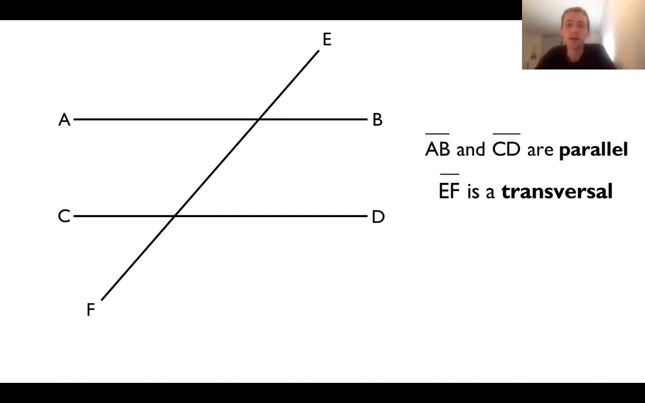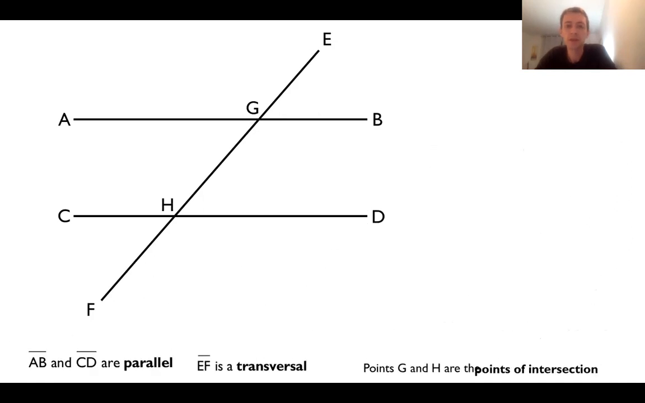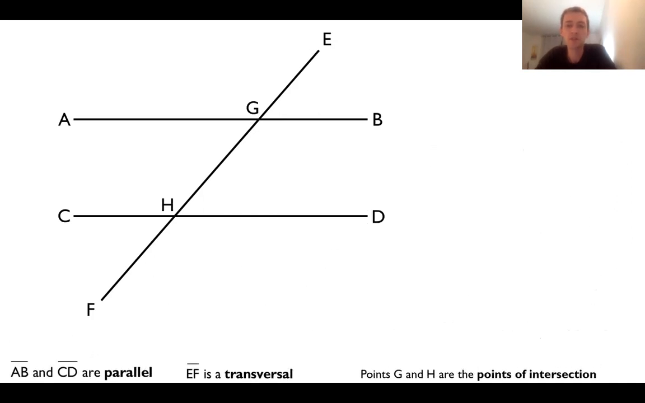Okay? And I've made a couple points of intersection, G and H. All right? So let's get that out of the way. And here's something interesting. If you look, we've got 8 different angles here. I'm only going to give you one of them. I'm going to say this one, angle EGB. So from point E to G to B is 38 degrees. Believe it or not, I've just given you enough information to find every other angle.